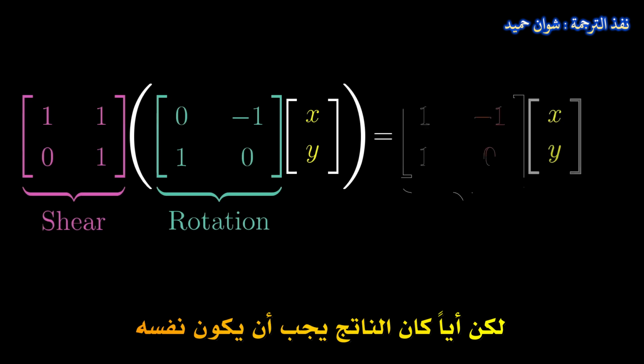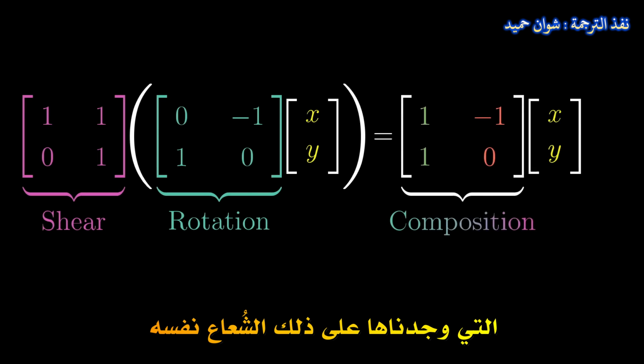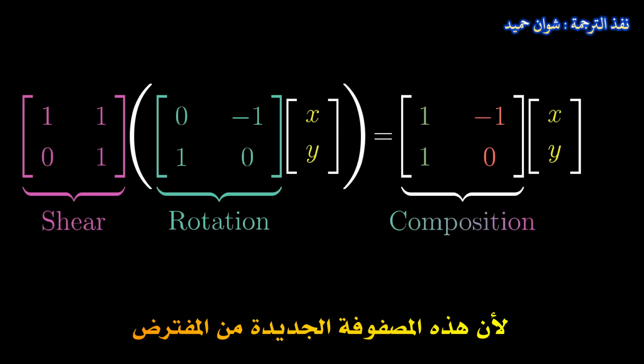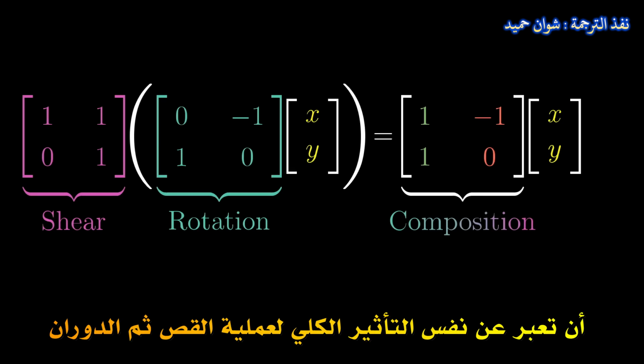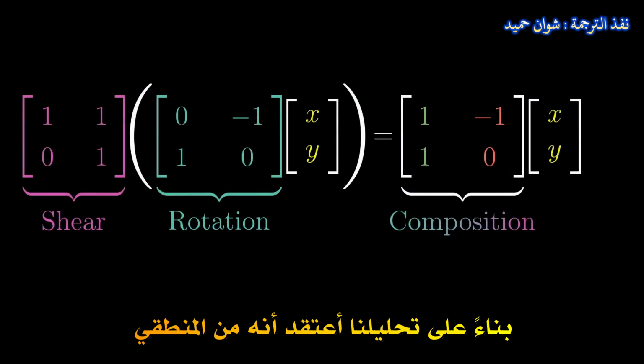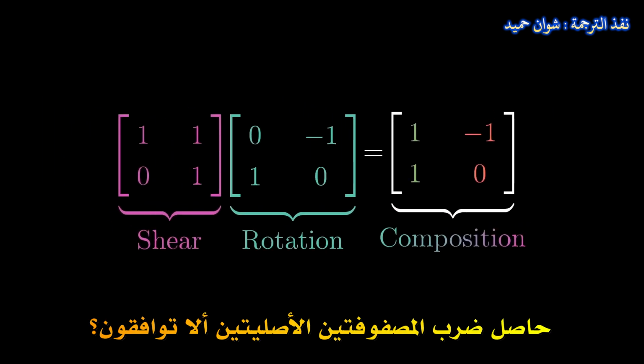But whatever you get should be the same as just applying this new composition matrix that we just found to that same vector, no matter what vector you chose, since this new matrix is supposed to capture the same overall effect as the rotation then shear action. Based on how things are written down here, I think it's reasonable to call this new matrix the product of the original two matrices, don't you?